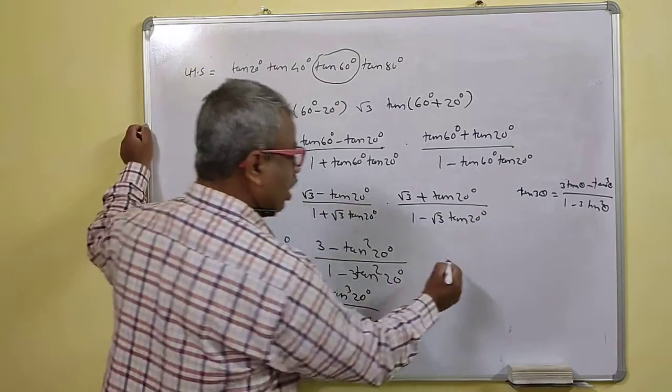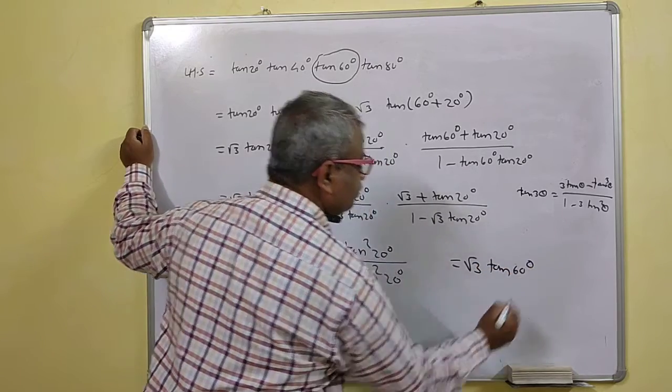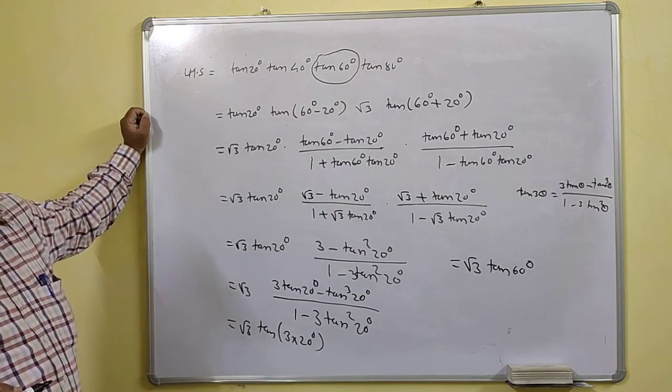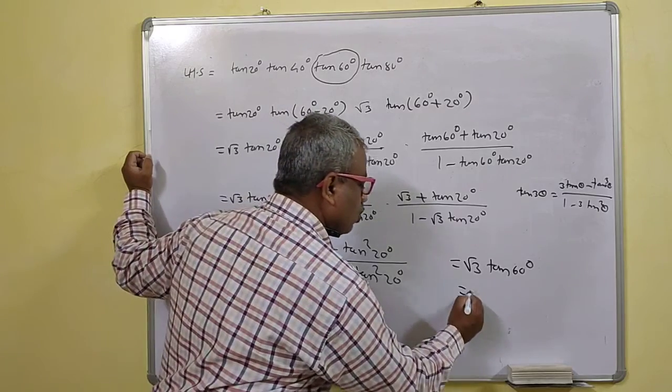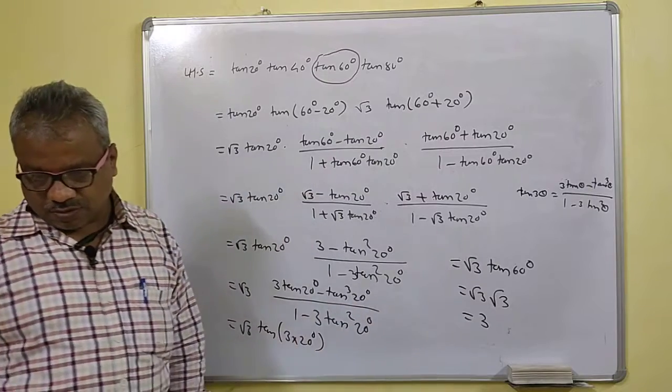So I'll write here: root 3 tan 60 degree. And tan 60 degree is root 3. Right? So this is root 3 into root 3. So this is 3. Okay?